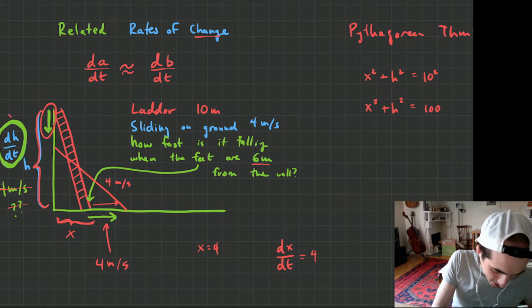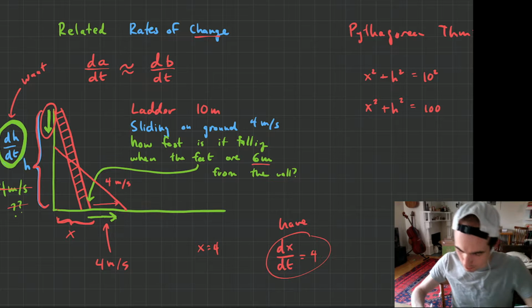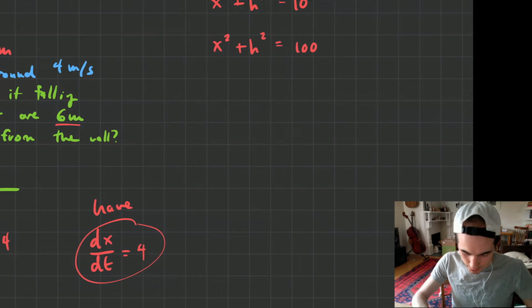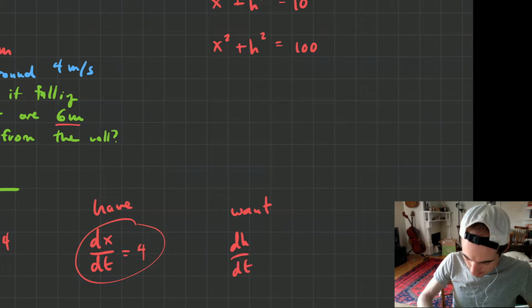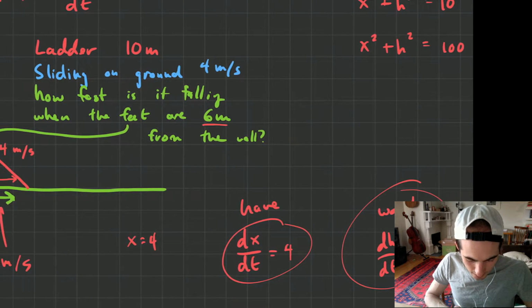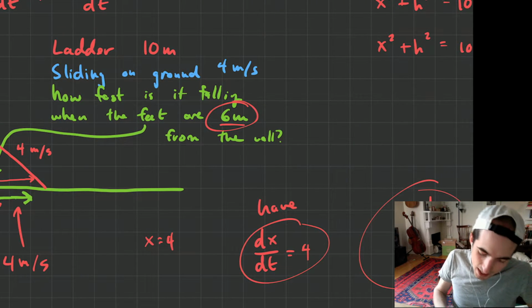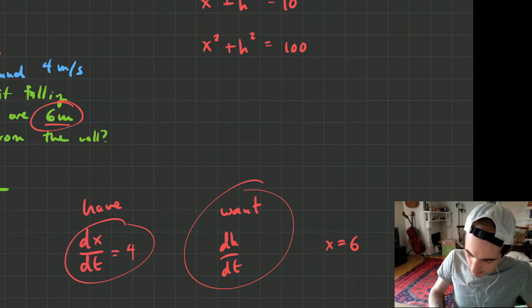We're looking for dh by dt. So this is what we want. Let me just organize some of our information here. We want dh by dt. We also have one other thing. In this case x is going to be equal to 6.